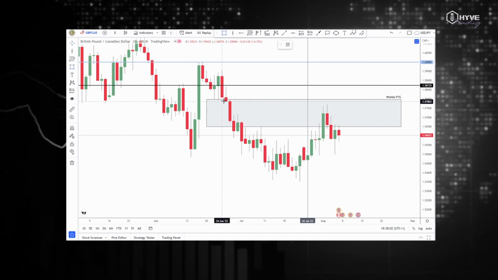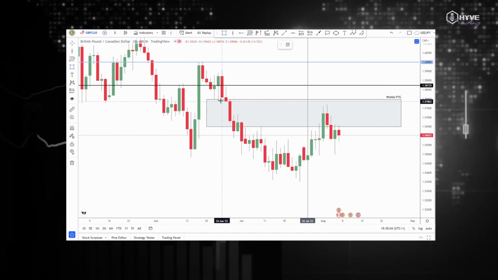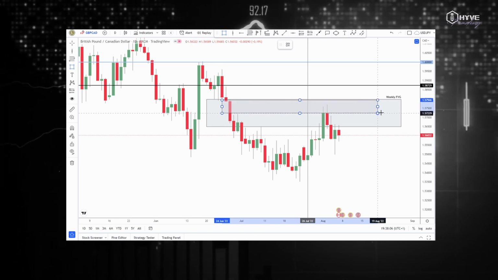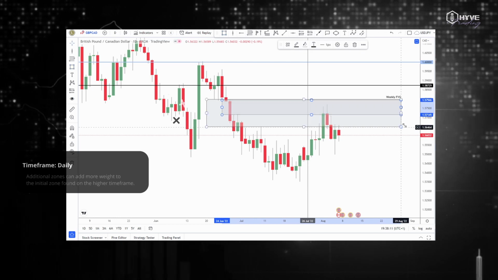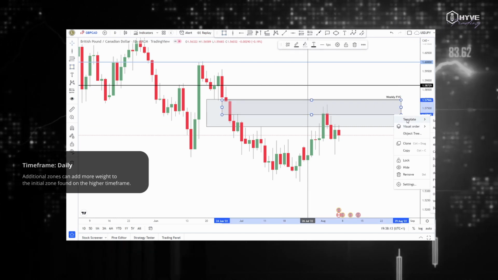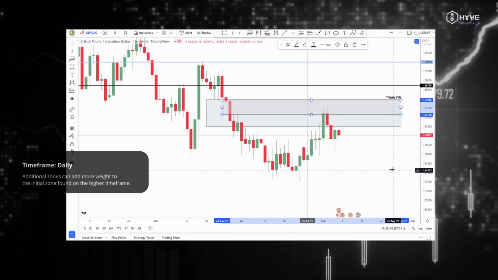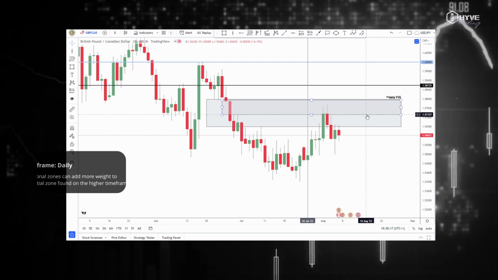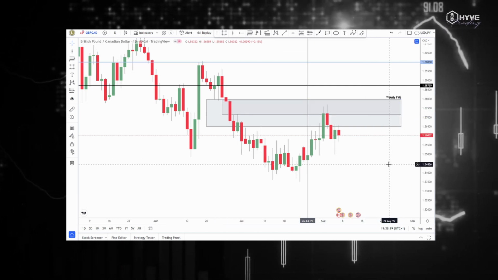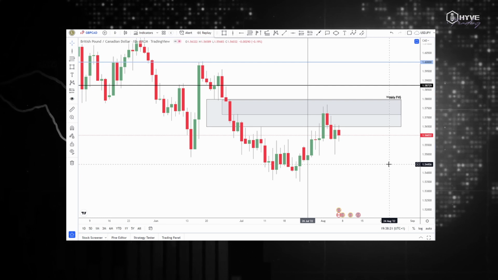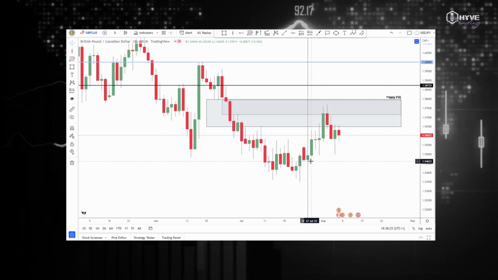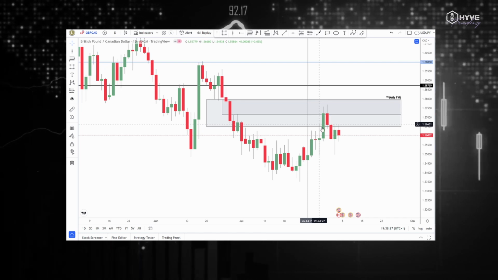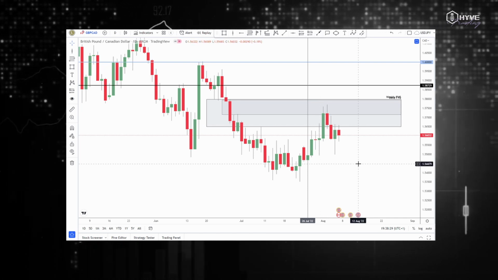I also saw that there was another fair value gap on the daily right here. So I'm just going to mark that up as my daily fair value gap. And I was anticipating that, okay, well, price is still around this level. I know that eventually it will go into my kill zone, which is my fair value gap zones.